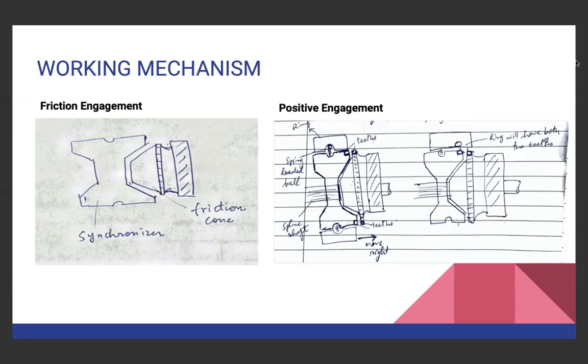So this is the basic difference between the synchromesh gearbox and the constant mesh gearbox. In the constant mesh gearbox, and also in the sliding mesh gearbox, there is only one type of engagement, which is the positive engagement, whereas in synchromesh, we first try to match the speed so that there is less load and jerk on the gearbox, and then there is positive engagement.